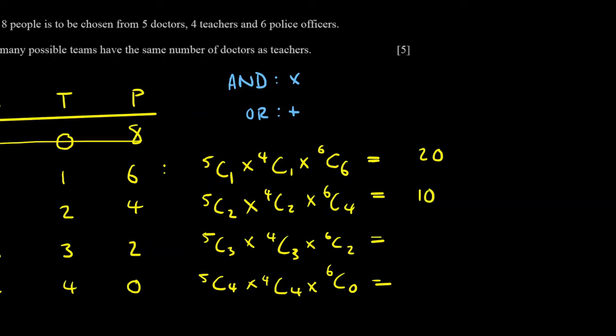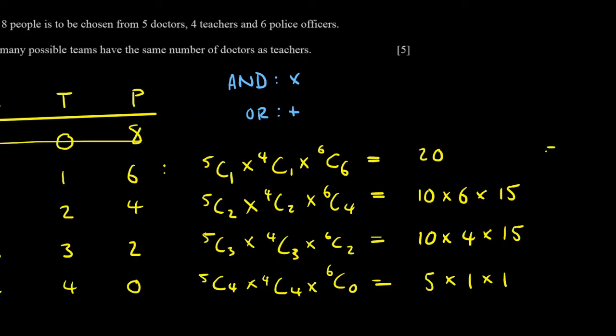4C2, I think that's 6, isn't it? So times by 6. And then 6C4 is 15. And then next row, 5C3 is 10. 4C3 is 4. And 6C2, it's going to be the same thing as 6C4, that's 15. 5C4 is going to be 5. 4C4 is 1, and 6C0 is also 1.